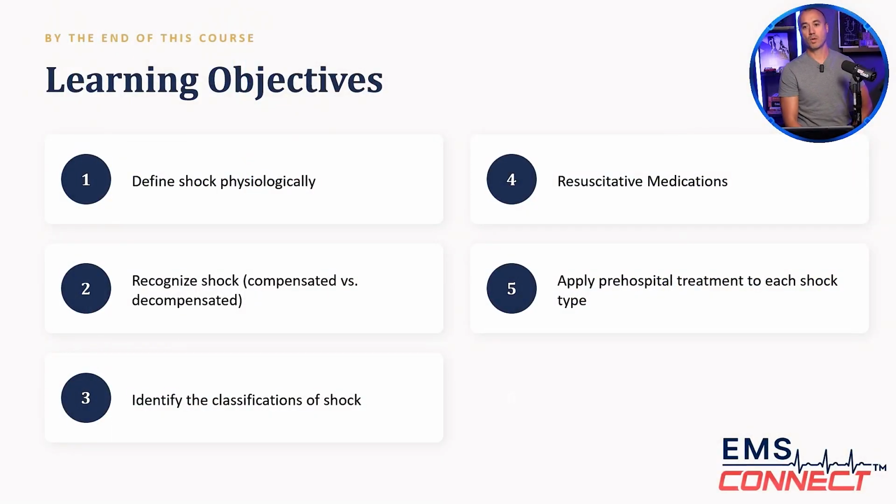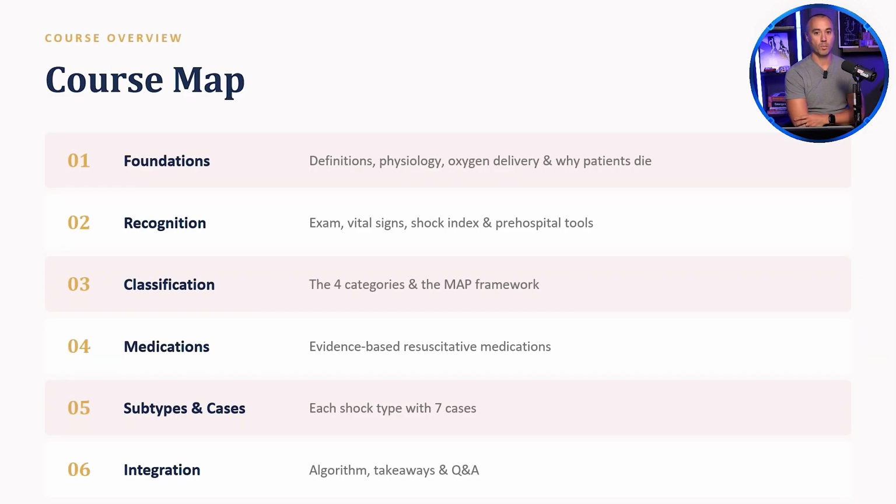So these are your learning objectives that by the end of this, we're going to check every one of these boxes. To give you a course outline, we want to start with the foundations of what is shock. So define the pathophysiology. How do we recognize shock, utilizing not only our vital signs, but using exam and our pre-hospital tools? Discuss the classifications of shock and medications that we use to treat this.